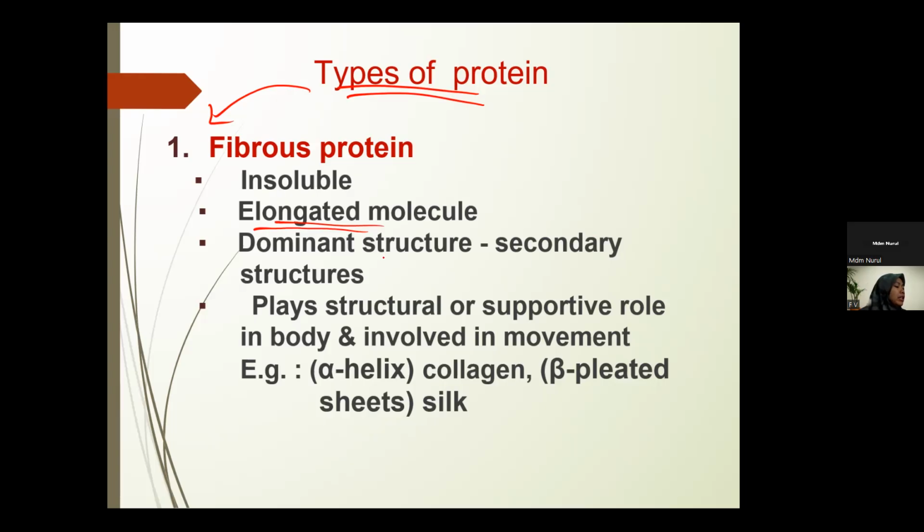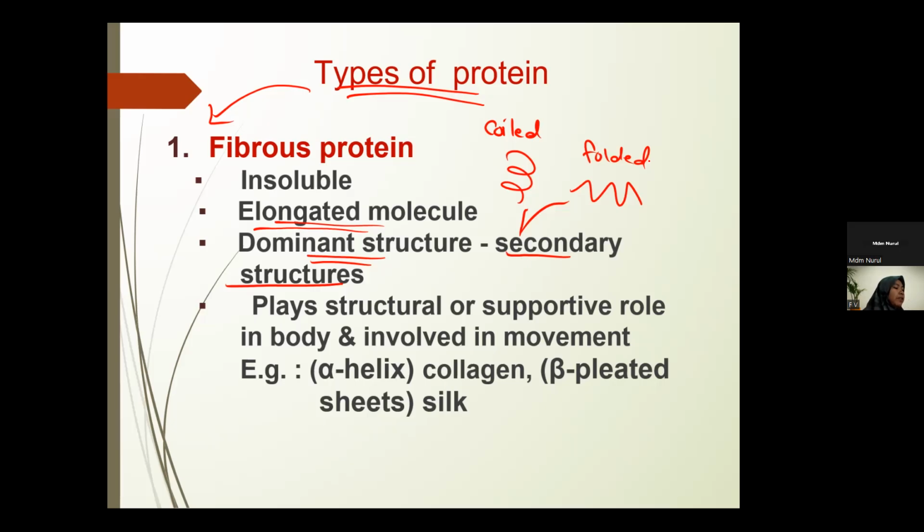And dominant structure. Bentuk dominan protein serat adalah secondary structure. Maknanya apa? Sama ada coil ataupun folded. Very good. Sama ada it is coiled or it is folded. Okay, right. So for fibrous protein, dominant structure dia secondary structure, which is either coiled or folded.